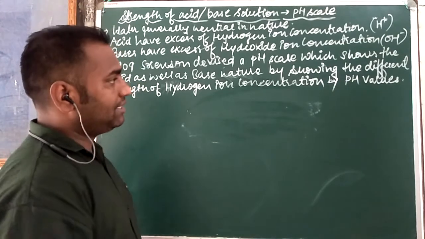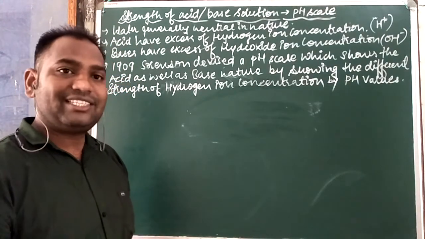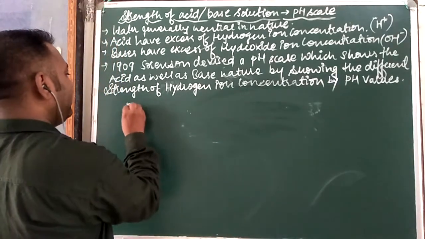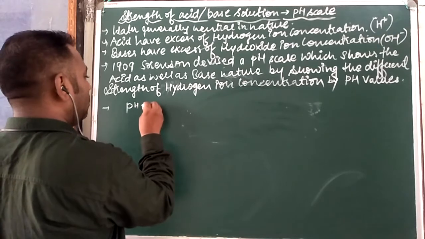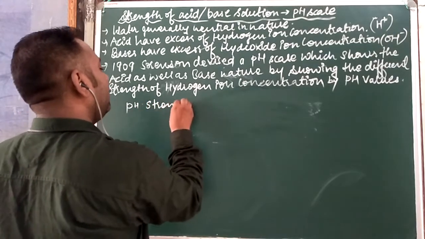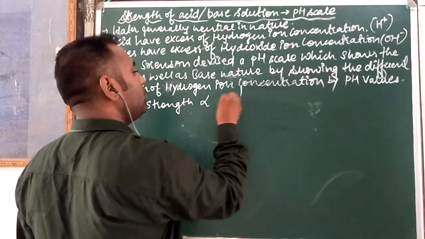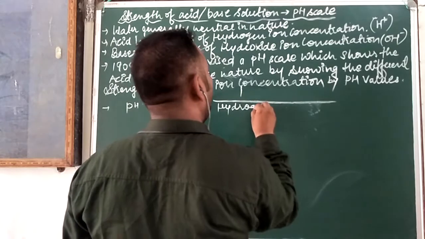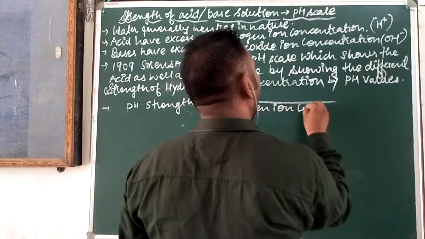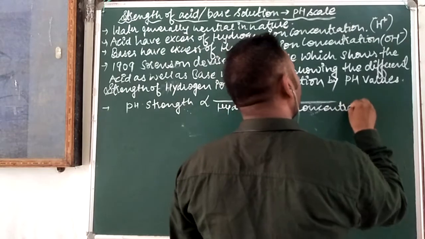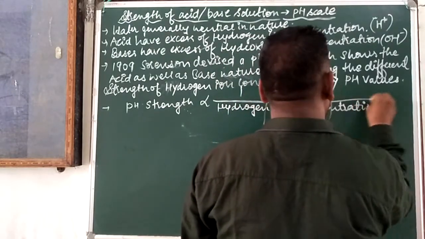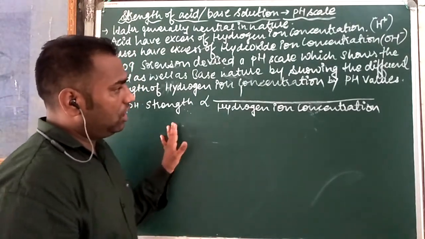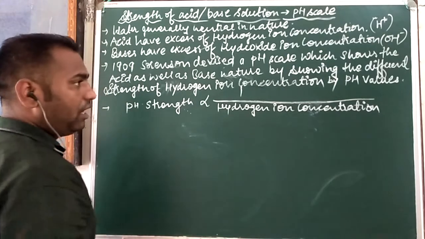Before that, we have to see what the pH strength is and what the hydrogen ion concentration strength is. So pH strength is inversely proportional to hydrogen ion concentration. What is the meaning of this? We will see below.